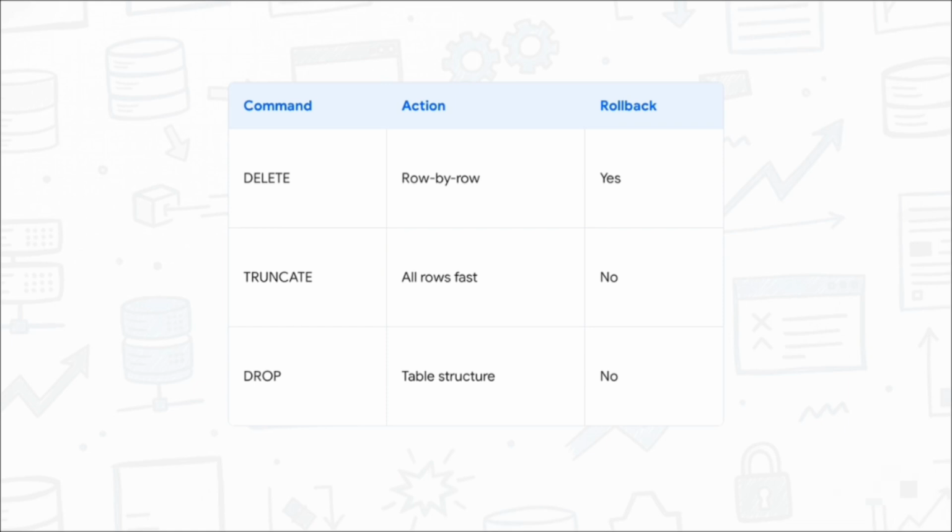Truncate, on the other hand, deletes all your rows incredibly fast, but there is absolutely no going back. No rollback is possible. And finally, drop, that's the nuclear option. It doesn't just delete the data, it wipes out the entire table structure from the database. Fastest execution, but total permanent destruction.